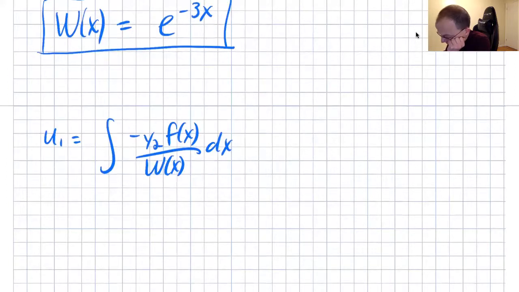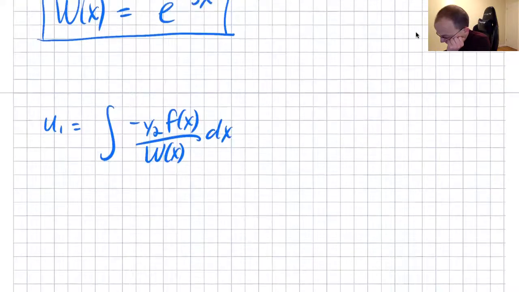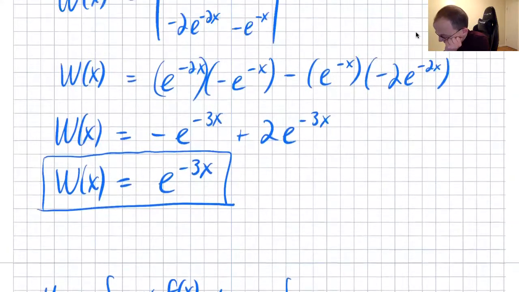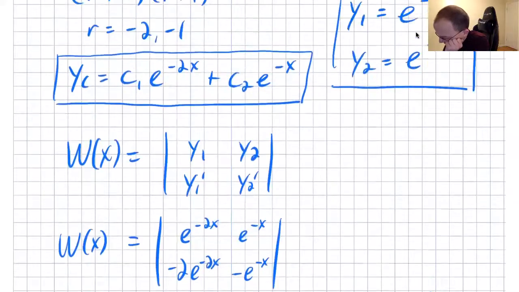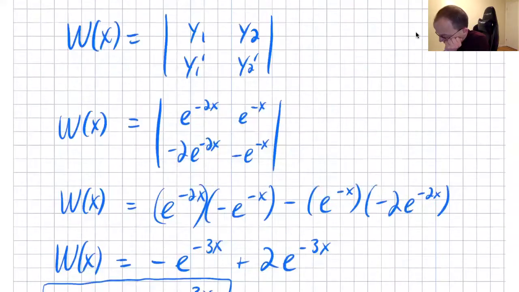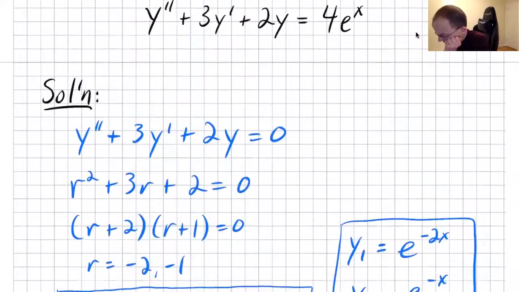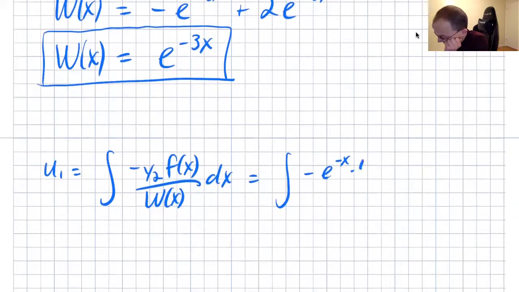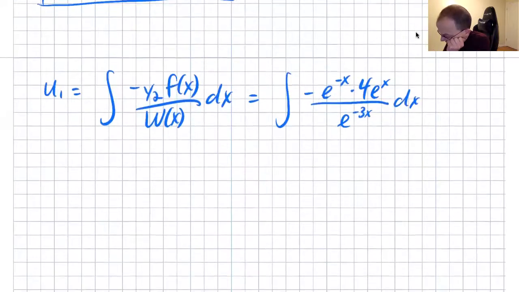And then maybe I won't write down the u2 one yet. Let's just do this one first. So let me write it out. So Y2, what was Y2? Y2 was e to the negative x. And then f of x, 4 e to the x. Okay, 4 e to the x times 4 divided by the Wronskian dx. Okay, so some of this stuff is canceling. That stuff cancels, so that's nice. So we're going to get negative 4 e to the 3x.